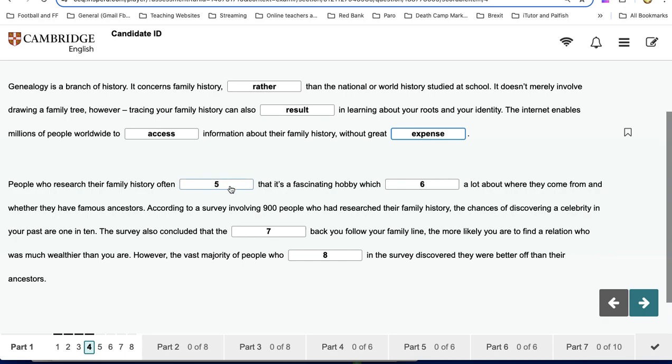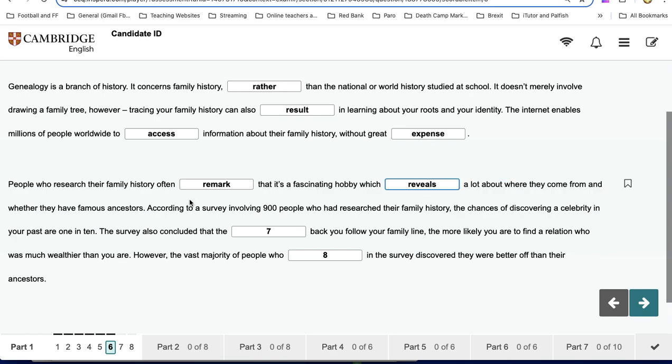People who research their family history often define, remark that, describe that. No. Define that, no. Remark that, yes. It's a fascinating hobby which reveals a lot about where they come from, which opens a lot about where they come from, which begins, and which arises. What do you think here? This is pretty easy, isn't it? If the information, it reveals a lot.